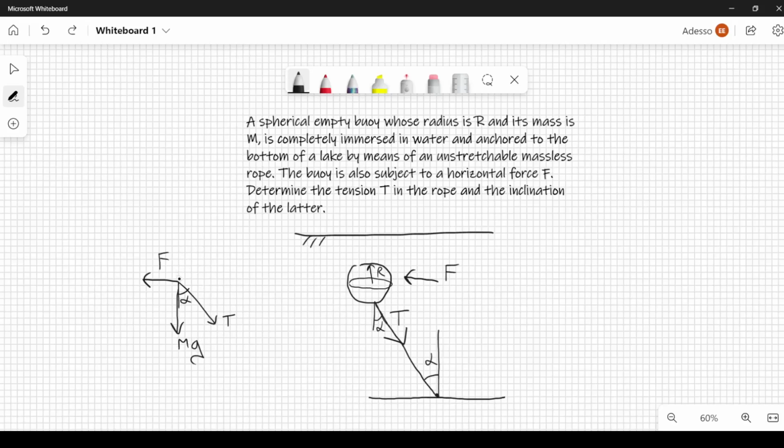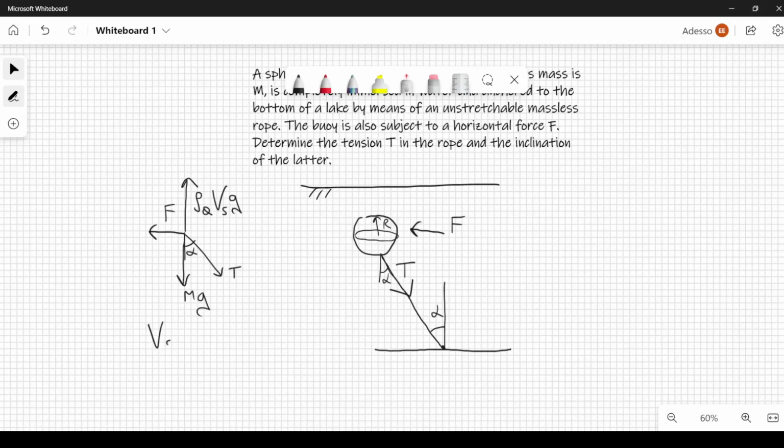And then we have the Archimedes force here, so we have the density of the water, which we call rho A. A stands for acqua in Italian, so I will use this notation, but you can call it whatever you want. This is the density of the water. And then we have the volume of the sphere, Vs, and then we have g, the gravitational constant. And the volume of the sphere is of course equal to 4/3 pi r cubed.